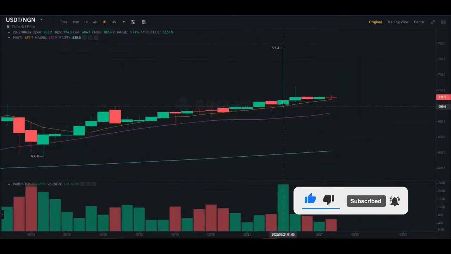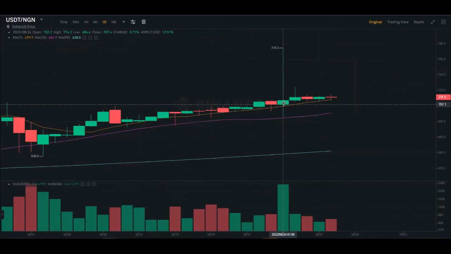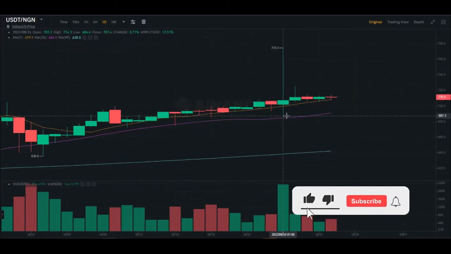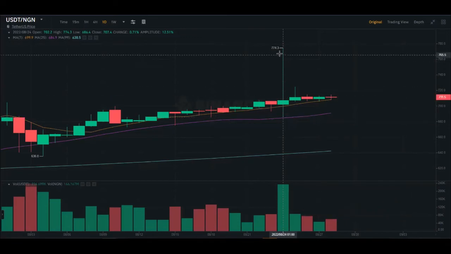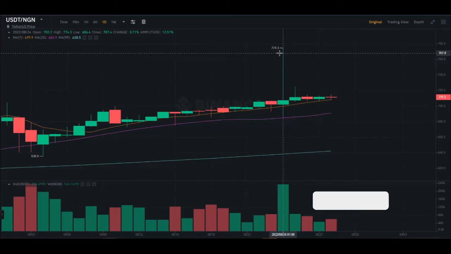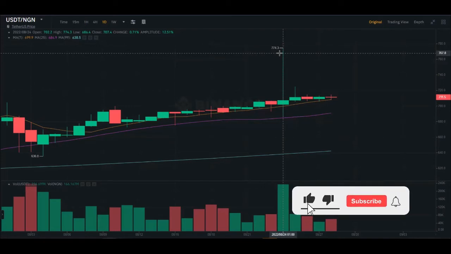This one happened on the 24th of August. On the 24th of August alone, BUSD went from as low as 685 Naira to around 774 Naira in one day.